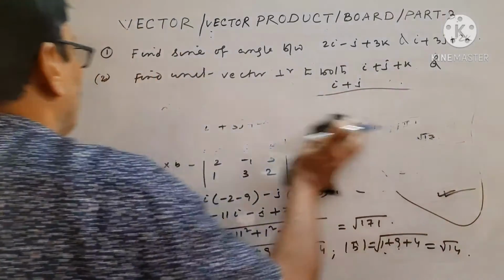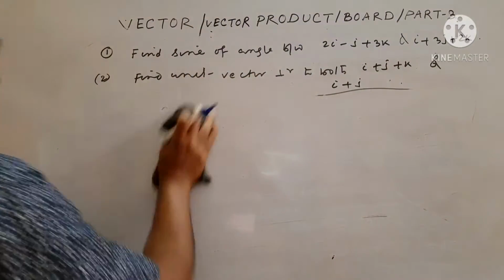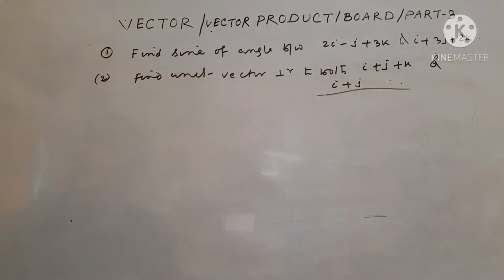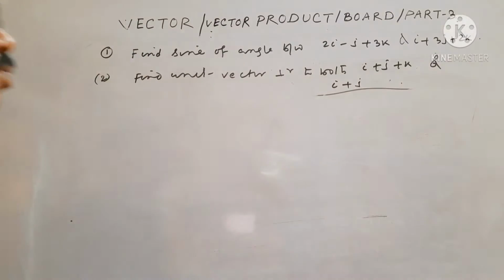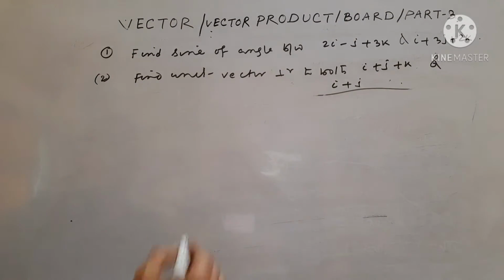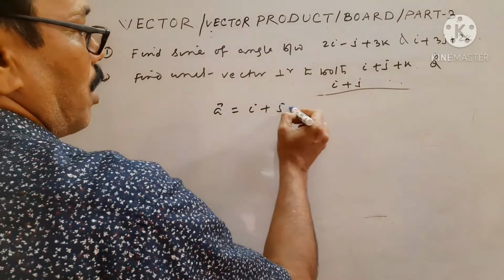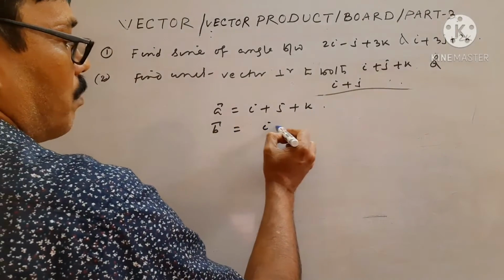Now problem number 2. This is an oral question for both. Find a vector perpendicular to both this and this. A vector, you know, cross product, it may be inward, it may be outward. So let A equals I plus J plus K, B equals I plus J.